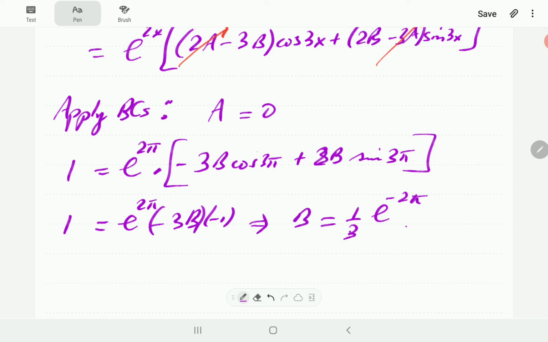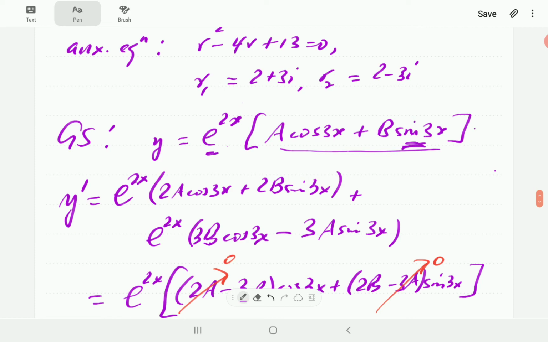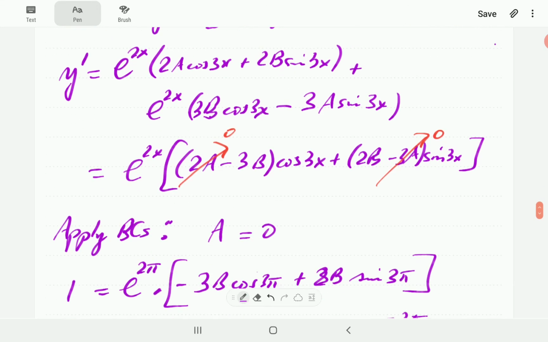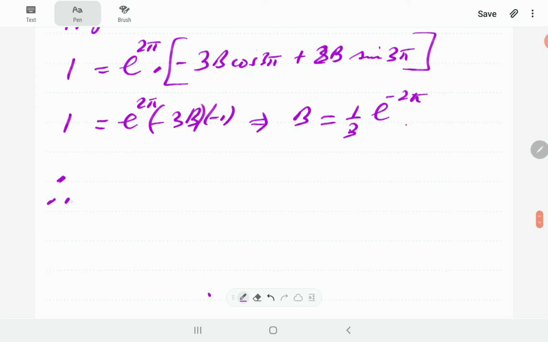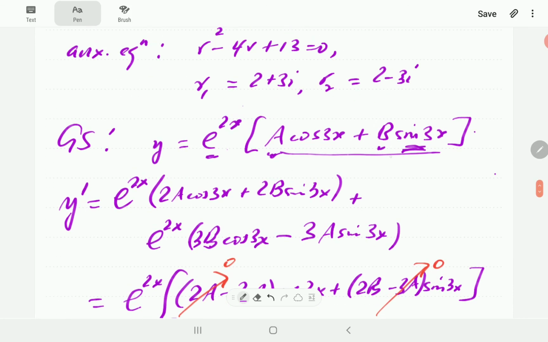Okay, so remember a is 0. So finally, we're going to plug in a is 0 here, b is that 1/3 e to the minus 2 pi. So our particular solution is 1/3 e to the 2x, e to the minus 2 pi here, and then this is all multiplied by sine 3x, which is this term here.